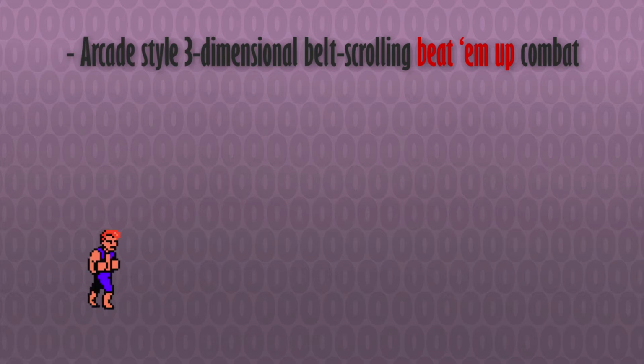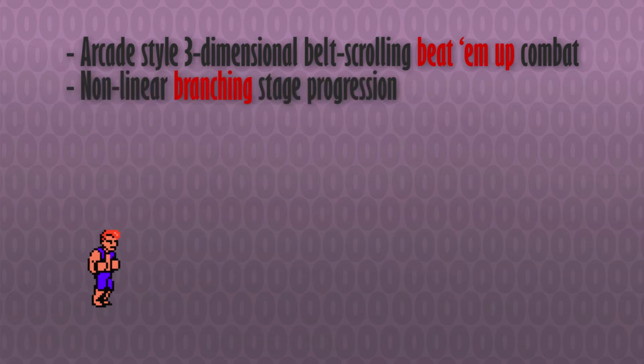The player will fight their enemies using martial arts and aren't constricted to a single plane of left, right, and jumping like a platformer. This will provide some design challenges all on its own, but we won't get into that today. For our second pillar, let's say that we want non-linear branching stage progression. Not a complicated pillar, but an important one.